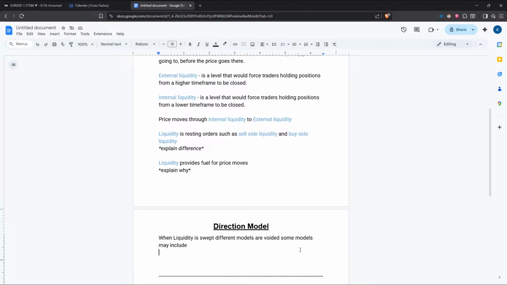So when liquidity is swept, different models are avoided. Some models will include breakout traders. I used to be one.